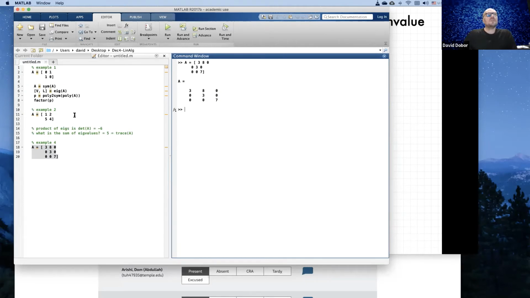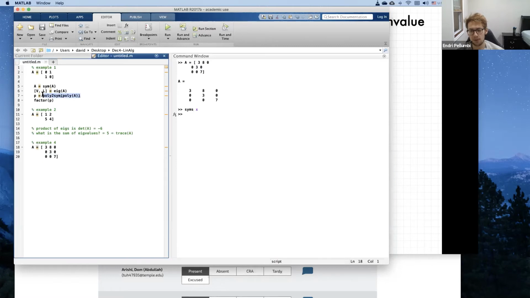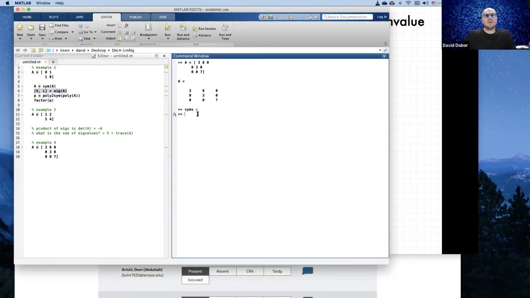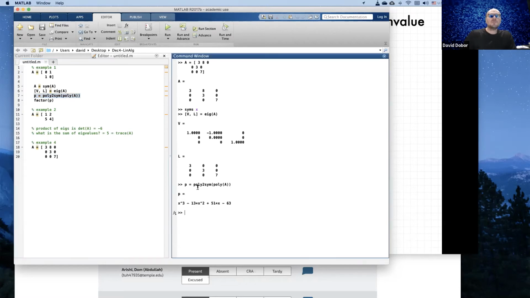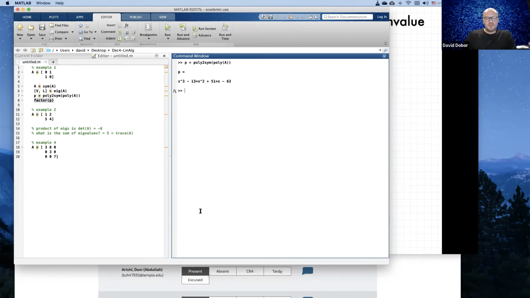If you were to write down the characteristic polynomial of this, what would it look like? Lambda minus 3 times lambda minus 3 times lambda minus 7. Or you can write lambda minus 3 squared. If you factor this polynomial, you'll have x minus 3 squared times x minus 7. So 3 and 7 are the two eigenvalues. Now let's find the eigenvectors associated with the eigenvalues.